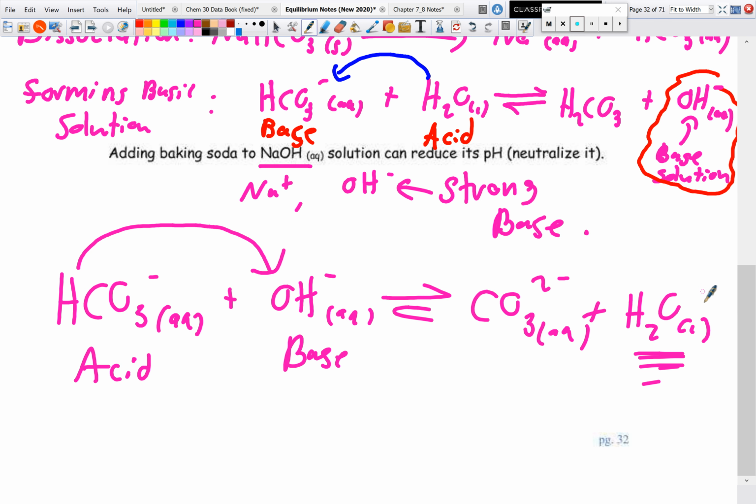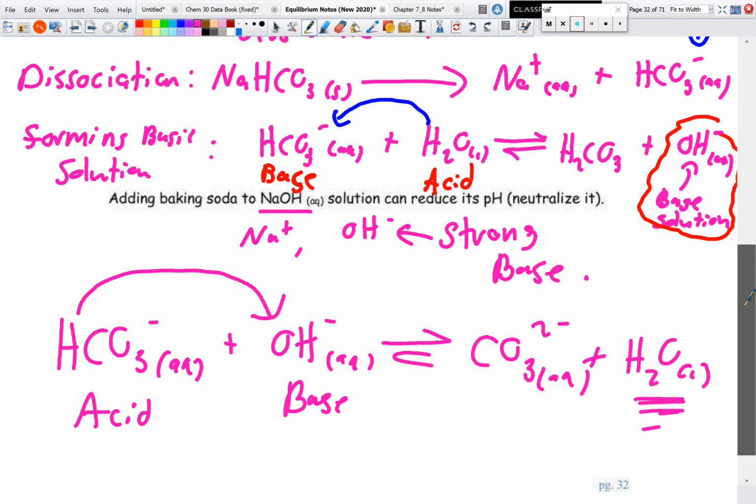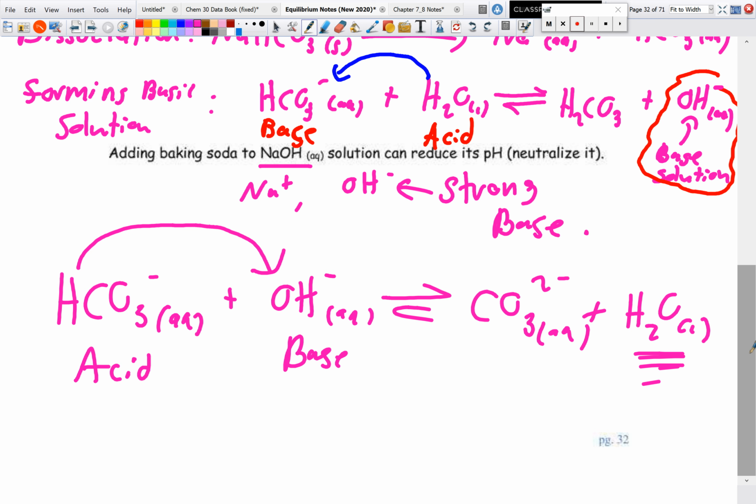Now our next lesson, we're actually going to look at predicting what reaction will occur. So if we dump hydrogen carbonate in water, what will actually occur. But that'll be for next lesson. Basically what we're doing for this one right here is we're just looking at reactions and trying to figure out what is acting as the acid and what is acting as the base.